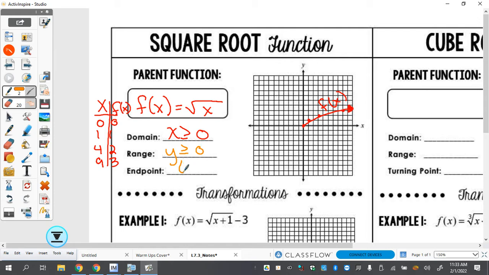So our endpoint for this would be at 0, 0. There is no left side end behavior here. So if they did ask you a question about the end behaviors, you really can only talk about the right side, because only the right side of this graph is going to continue on to a value, which would be positive infinity. It'll take a while, but it will be approaching positive infinity. And again, there would be no left end behavior here because you have that endpoint. It doesn't keep going on forever.